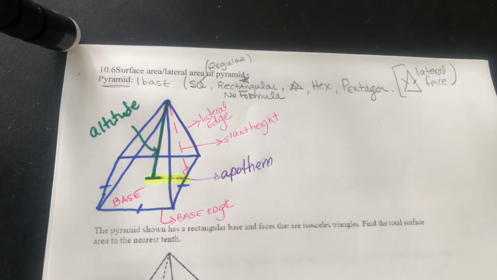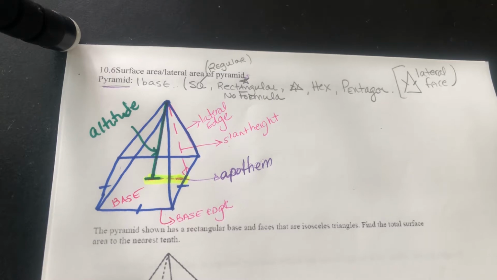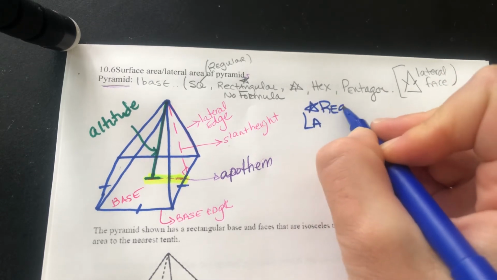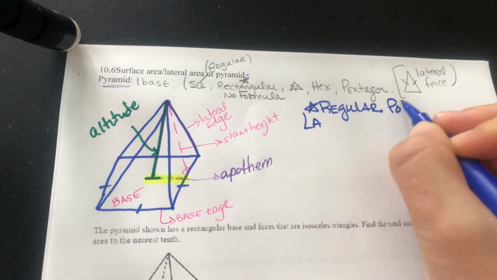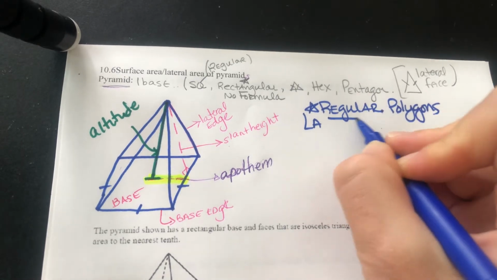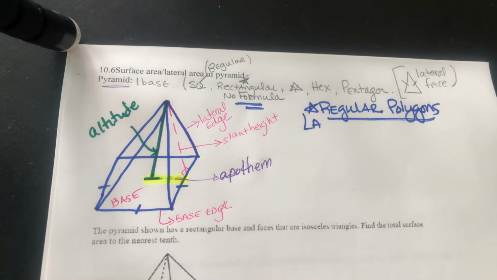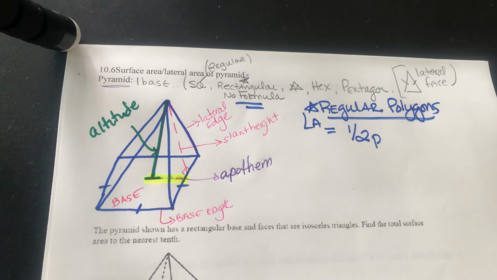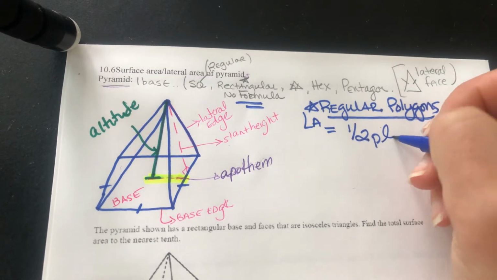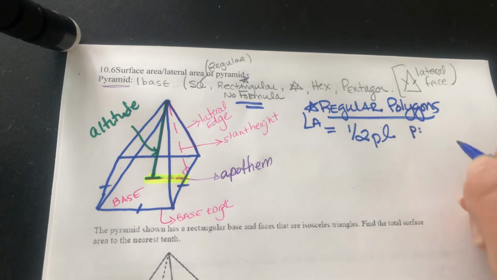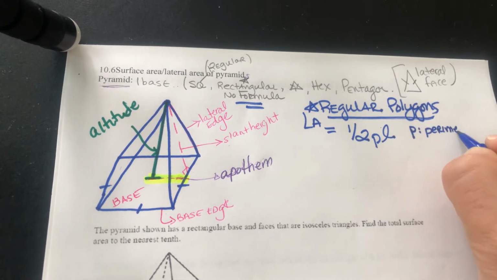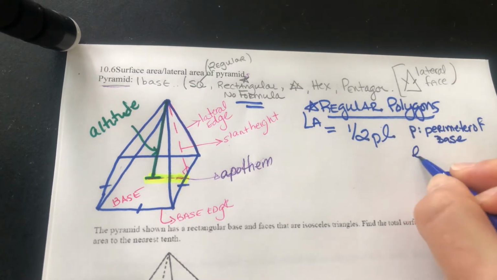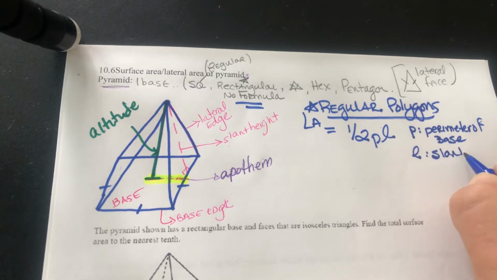Let's take a look at our formula. We'll just get right into it to do a couple of problems. So here's your formula for your lateral area. And I'm going to put a big star here again. This only works with regular polygons. So the formula, as I told you, does not work for the rectangle. We have to actually calculate it. So your lateral area is 1/2 P times L. P is our perimeter of the base, and L stands for our slant height. So we still need those things.